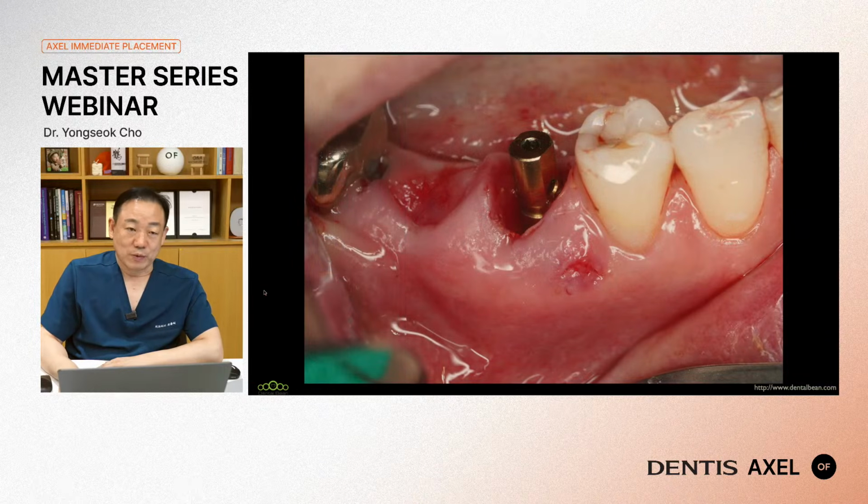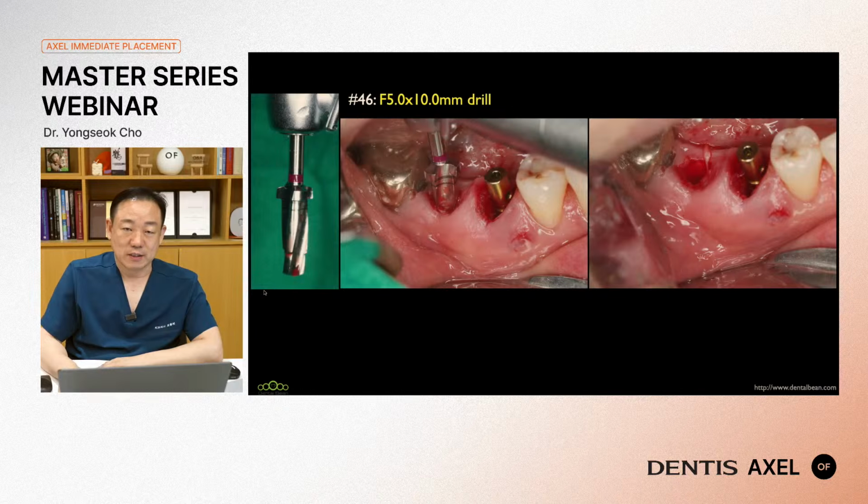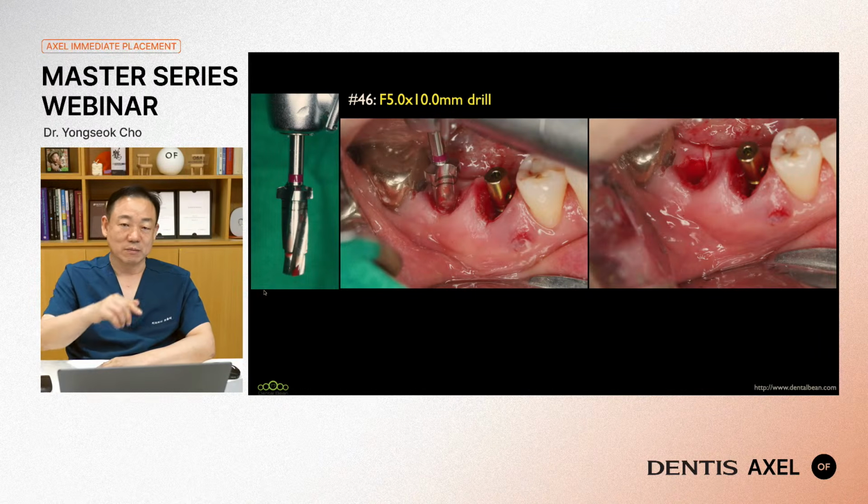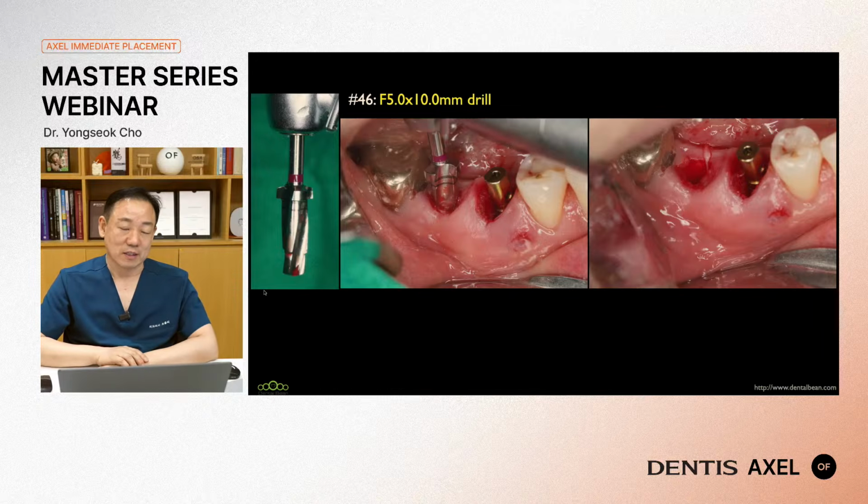And I prepped the osteotomy at number 46. It was very hard bone. There was some condensing osteitis there, so I prepped the osteotomy a little bit widely. For the final drill, I used one step bigger size.